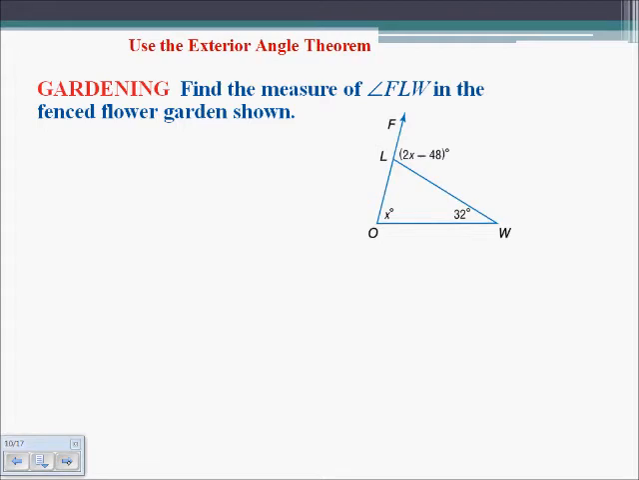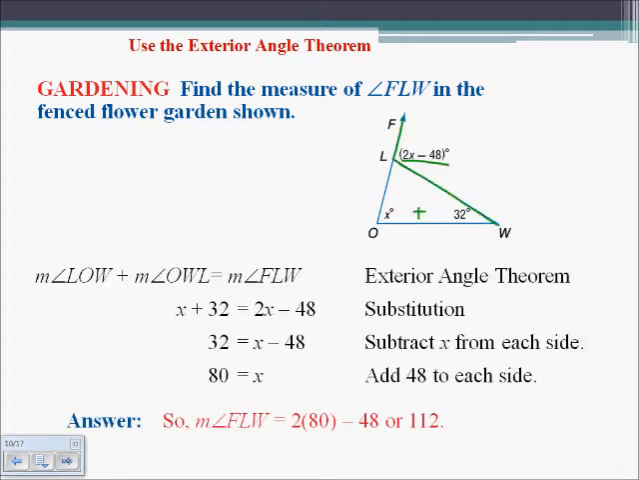Alright, next question. Find the measure of FLW in the fenced flower garden shown. So we have this fenced flower garden. It looks like FLW. We know that the exterior angle theorem states that the exterior angle is equal to the sum of the non-adjacent inside 2, so therefore x plus 32 is equal to 2x minus 48.